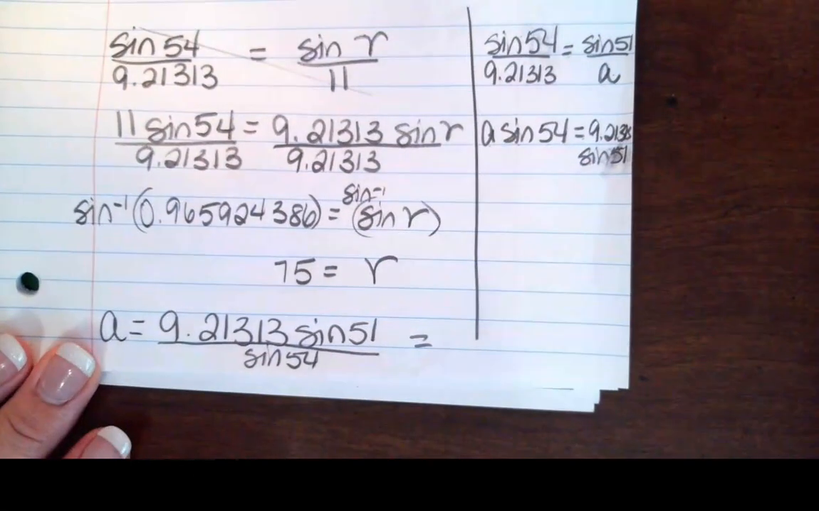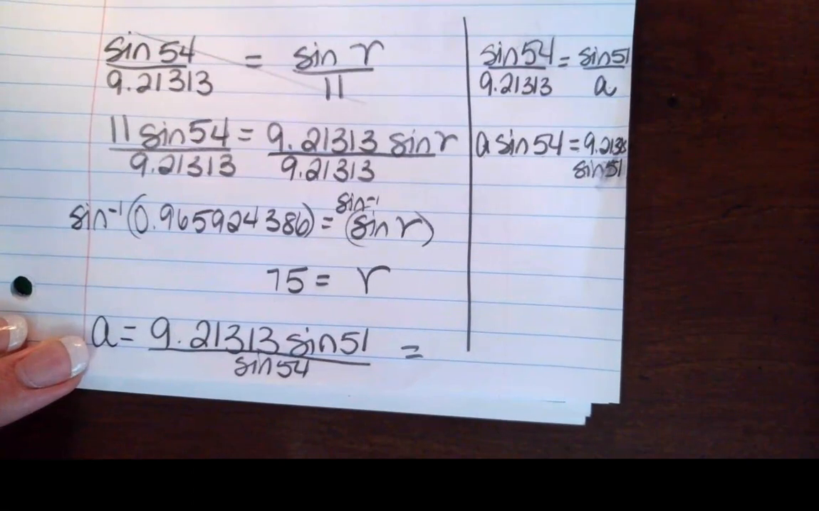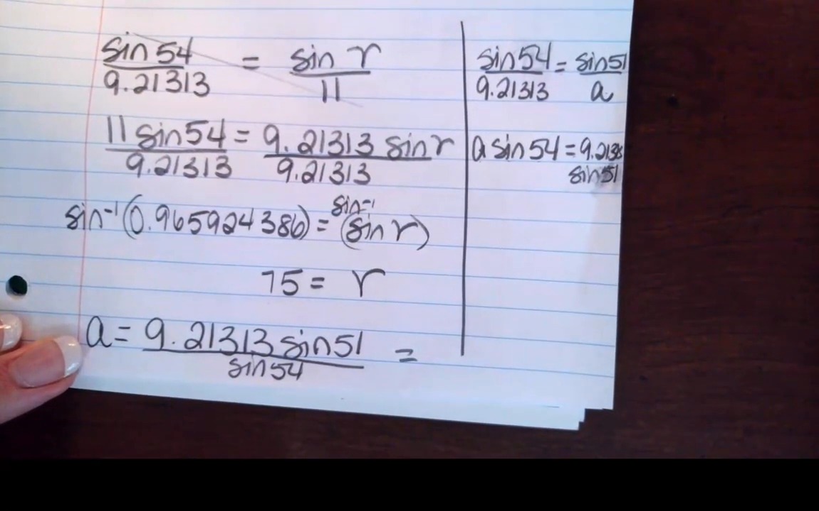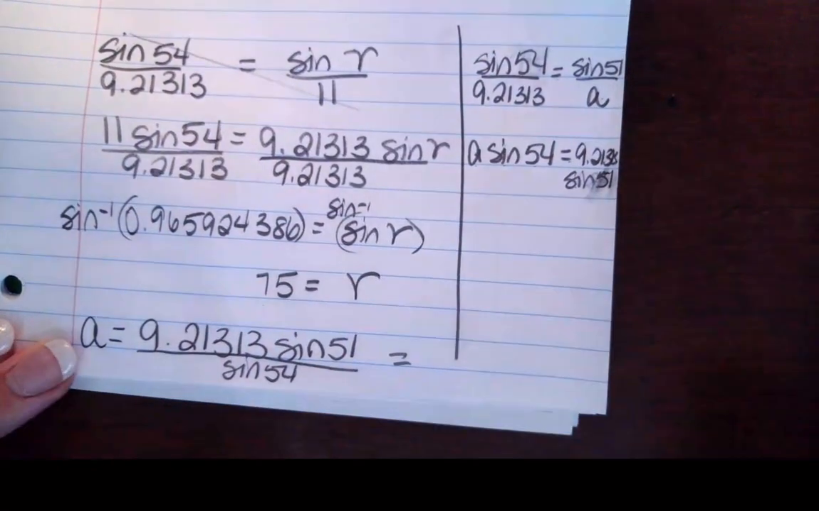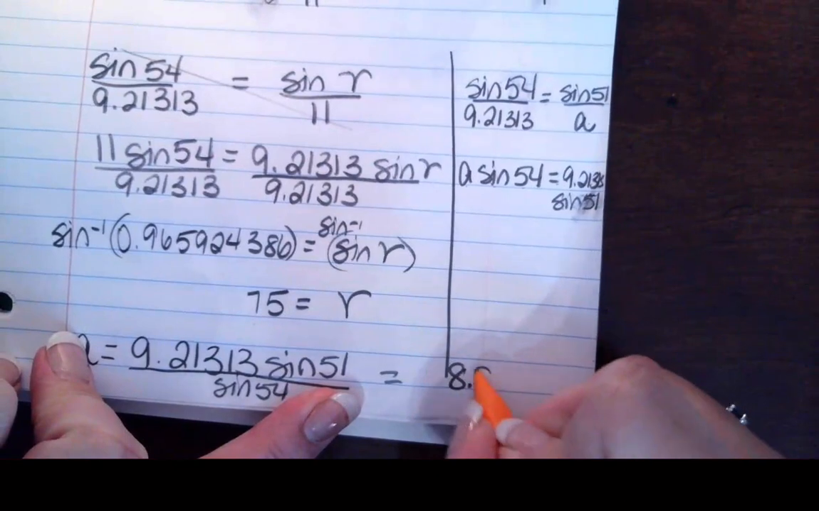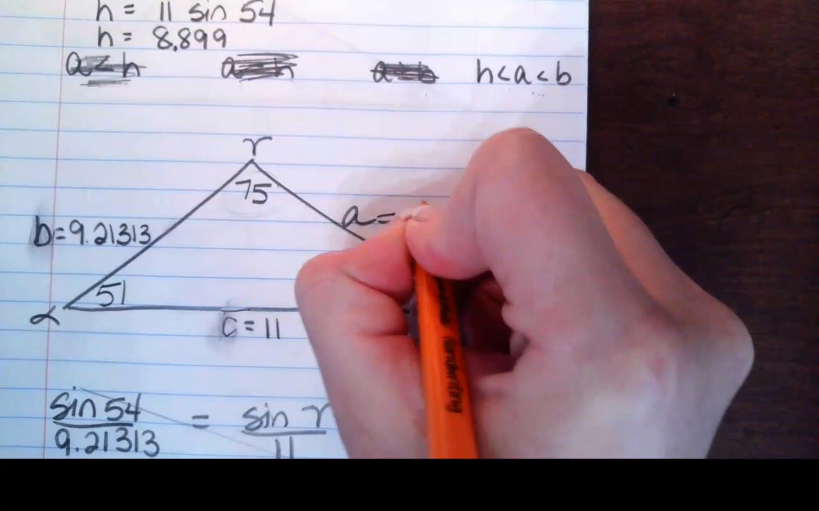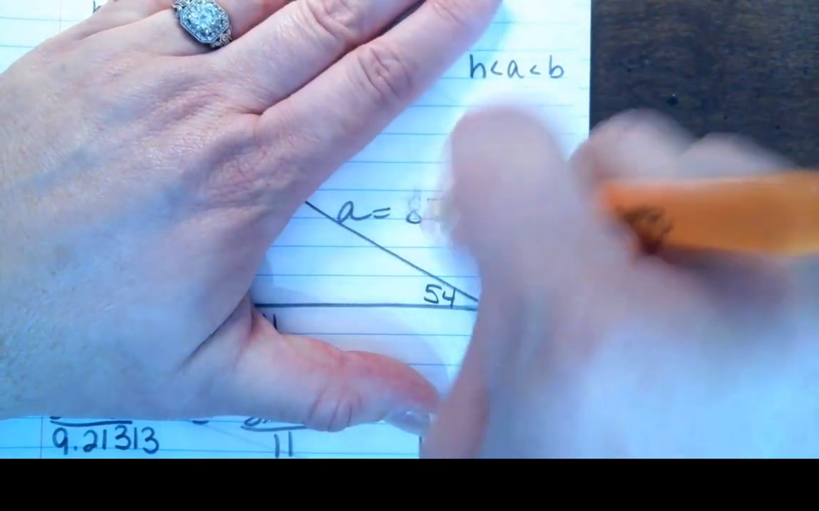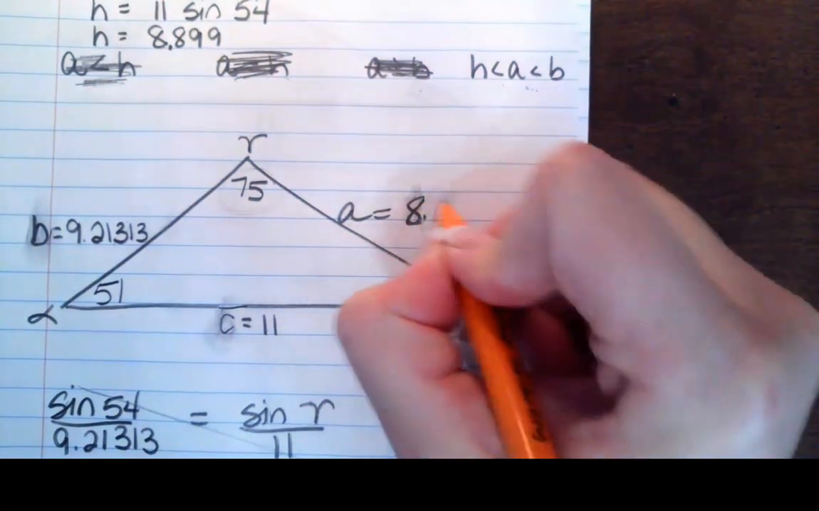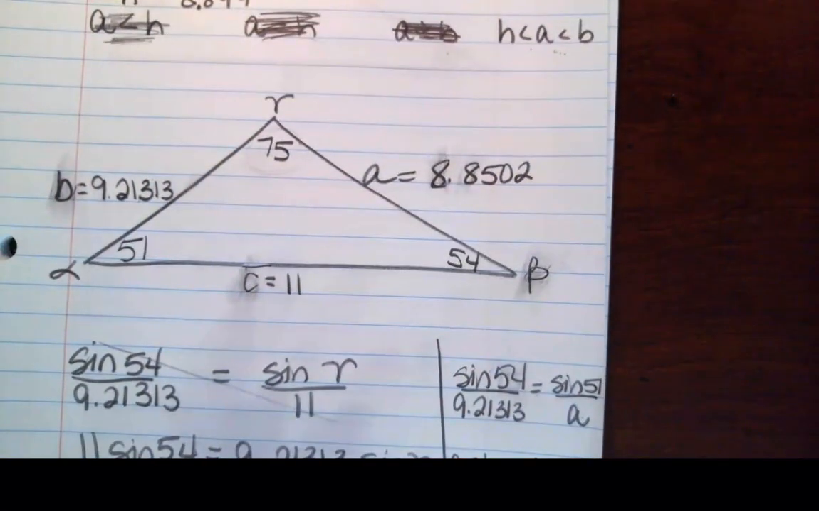And that is going to give me, 9.21313 times the sine of 51 divided by the sine of 54 gives me basically 8.85. Okay, so that is what this side length is, 8.8502. Okay, so let's go back to the triangle we haven't finished yet.